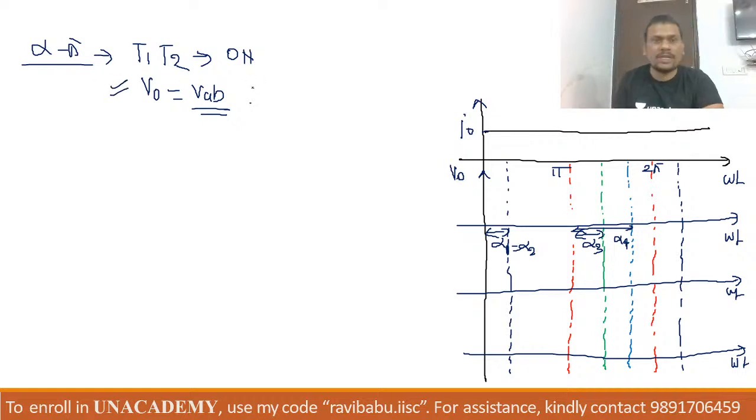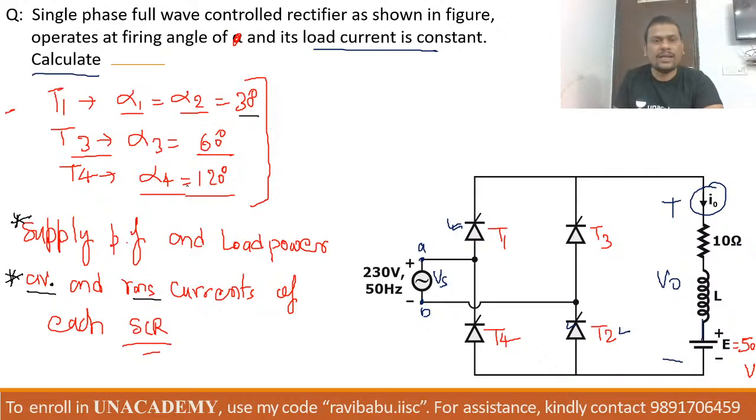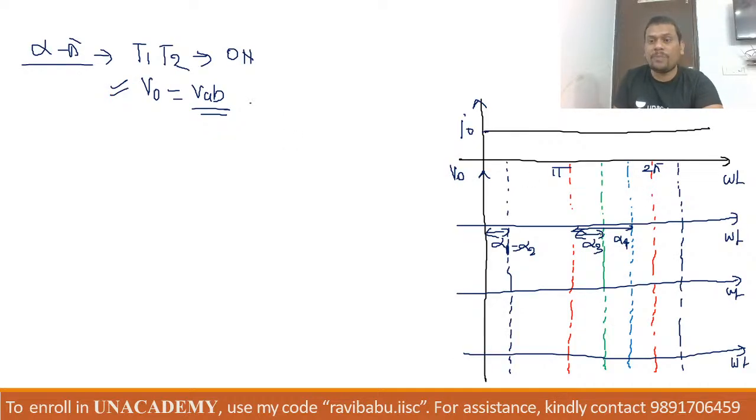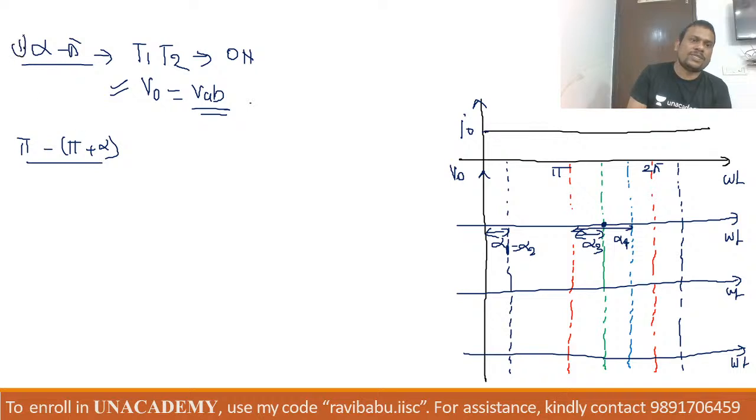Let us understand the rest of the story. So in this period, the next triggering angle is 60 degree. Before the next triggering at pi plus 60, whatever I marked, your new device cannot conduct. So it is guaranteed that the range of pi to pi plus alpha is the second case. Okay, it is our first case.